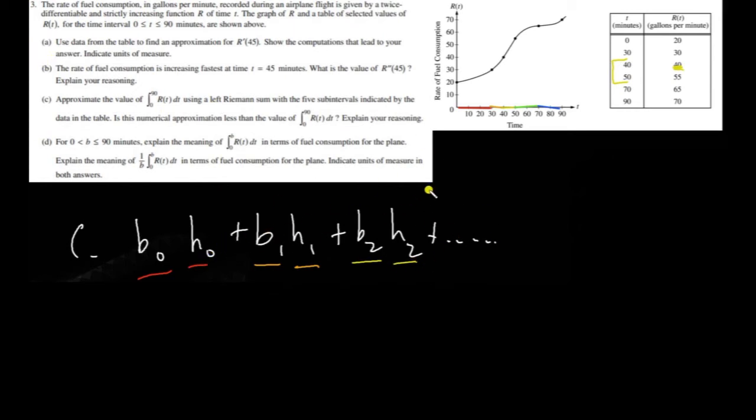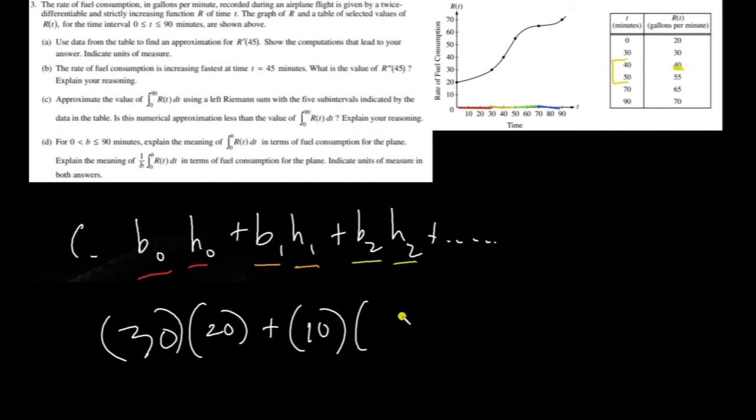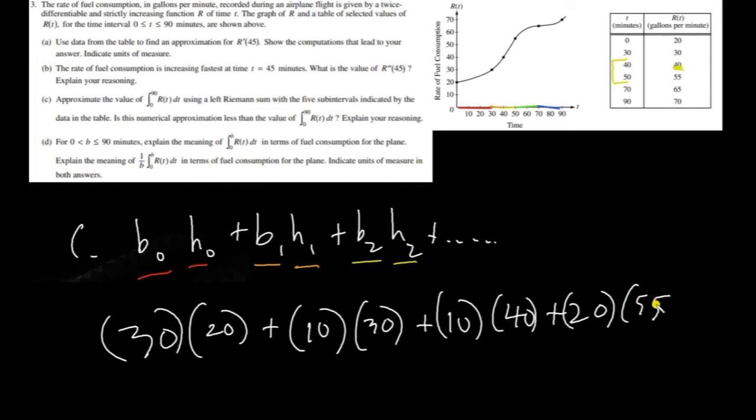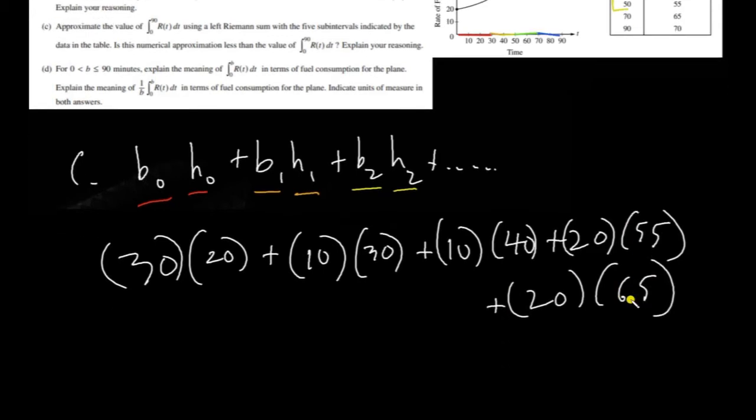So now it's enough talking. Let's plug in some numbers, right? So base 0 is going to be from 0 to 30, so it's going to be 30, times height 0, which is 20. Plus the first base, so from 30 to 40, that's 10, and then the height is 30. Plus, now we're going from 40 to 50, so it's another 10. That's this point 40. And I can just keep going on and on and on. 20, 55, 20, 65. And then if you evaluated this whole thing out, it'd come out to be 3,700.